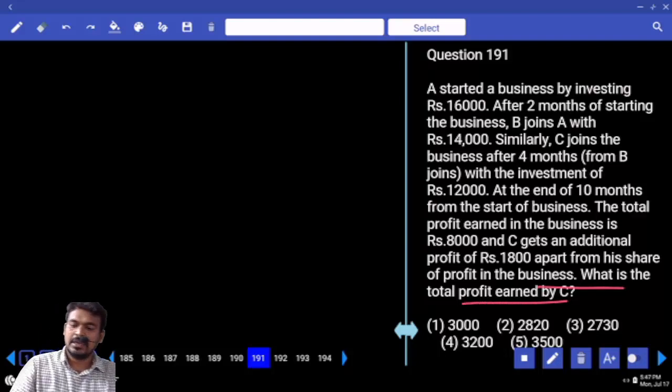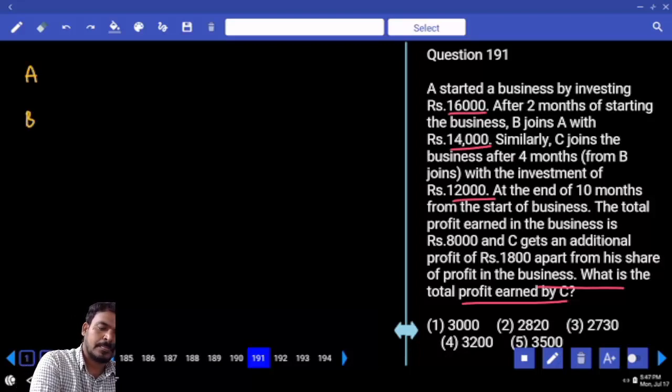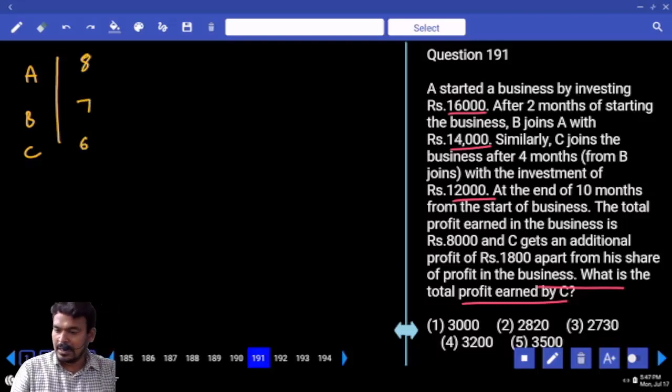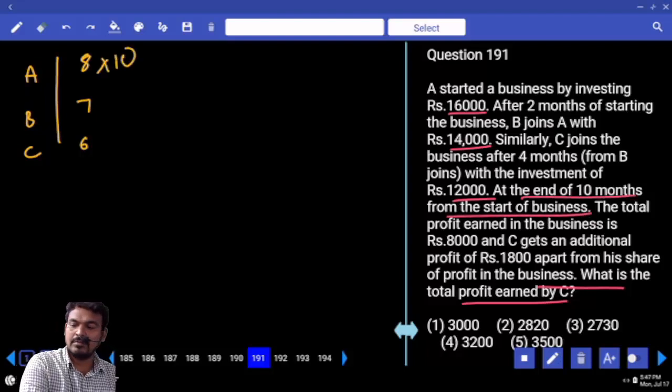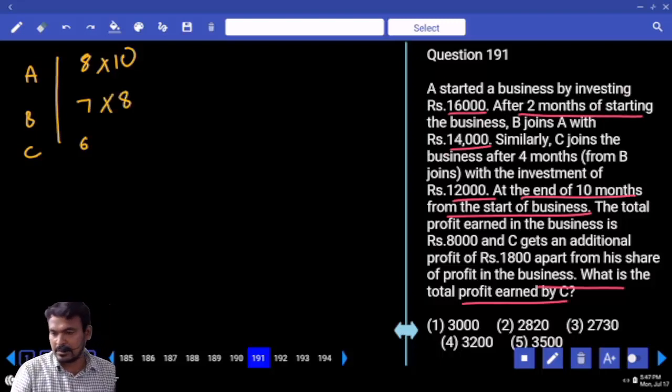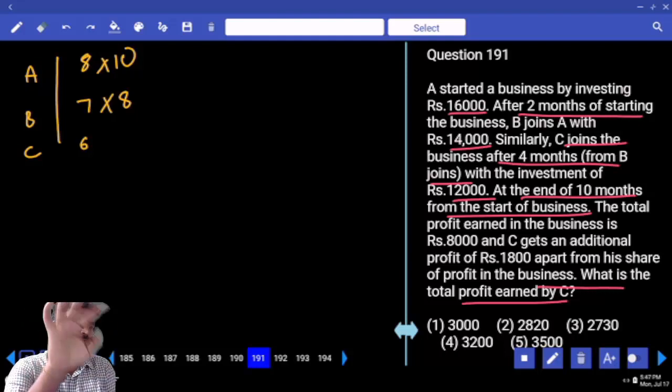First of all, what is the A investment? 16, B investment 14, C investment 12. What is the investment ratio? 8 is to 7 is to 6. A's capital is used for how many months? 10 months. But B joined after 2 months, means B's capital is used for 8 months, and C joined after 4 months from B joins, means after 6 months. Already 2, next 4, after 6 months.